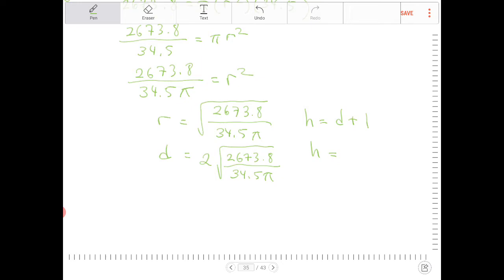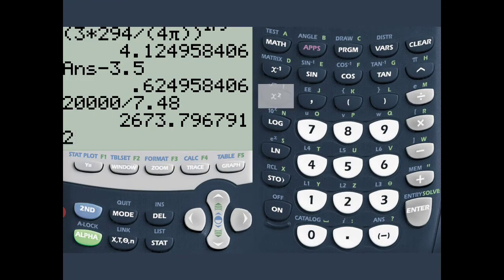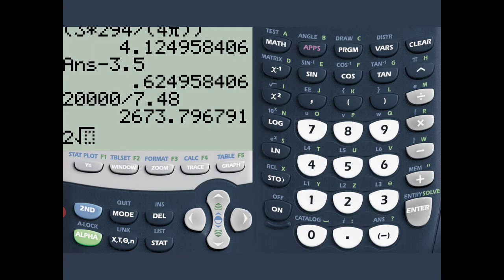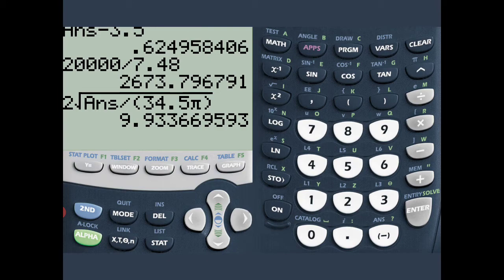I'm going to press 2, square root, and 2673.967 is still there in the calculator, so I'm going to press second, answer. If you don't have it already saved in your calculator, you're going to have to retype that in. Divided by, open parentheses, 34.5 pi, close parentheses, because I want the answer to be divided by the product of 34.5 pi. This is going to be the diameter. It's 9.93 feet. So I will need to add 1 to this.